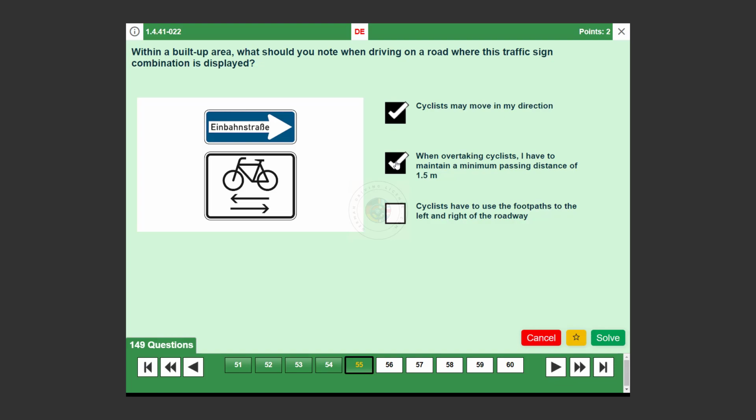Cyclists have to use the footpaths to the left and right of the roadway. False. Cyclists are not obliged to use the sidewalk. They are allowed on the road.